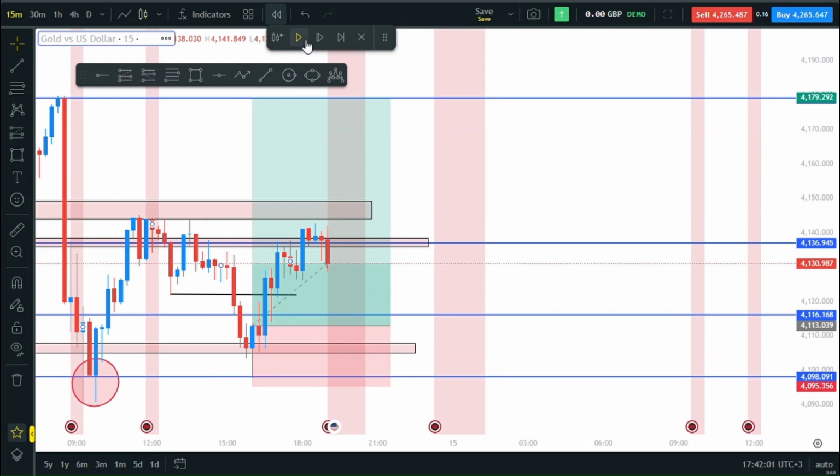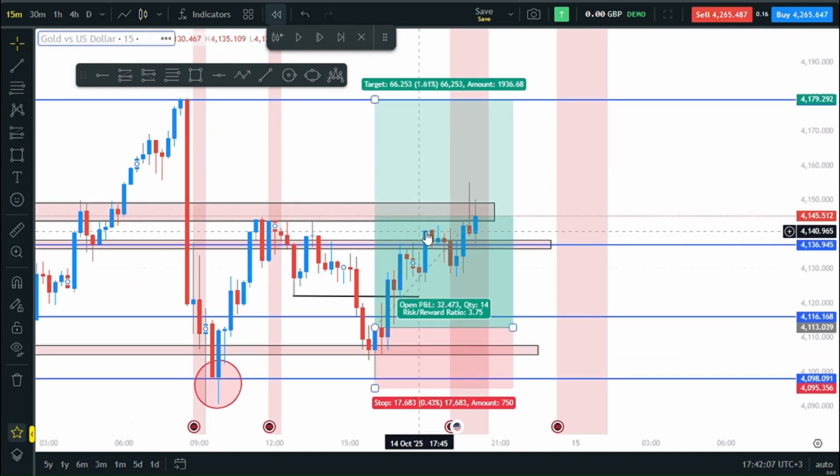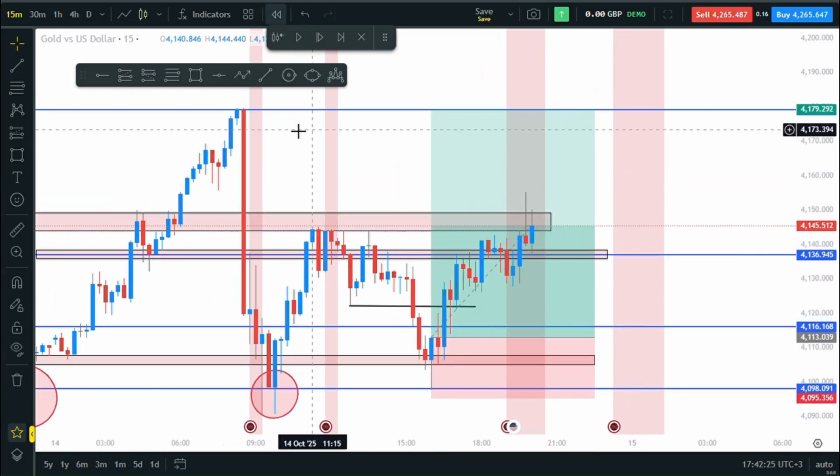And as you can see, we finally broke this level and then had a deeper retracement back into it. Then after we broke this level again, we had a proper retracement of this level with a bullish candle, which signified that price is going to go even higher. Now let's see what happened after.